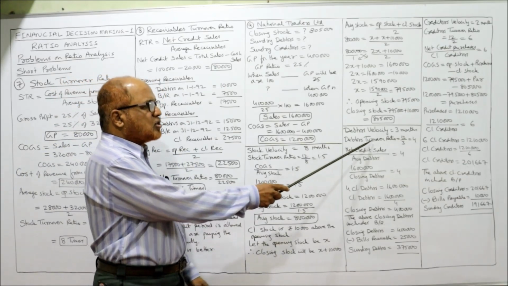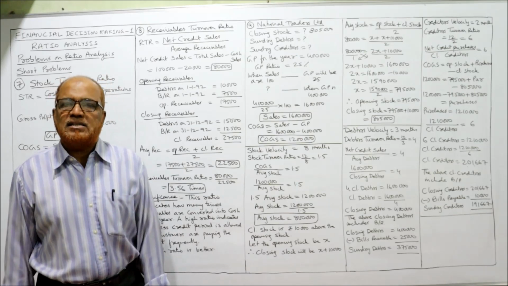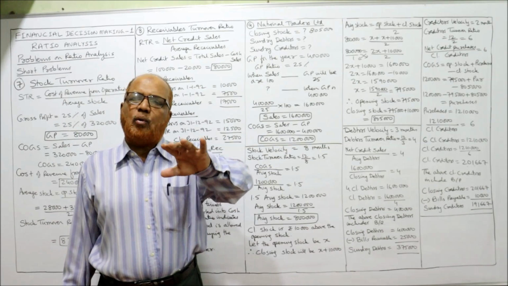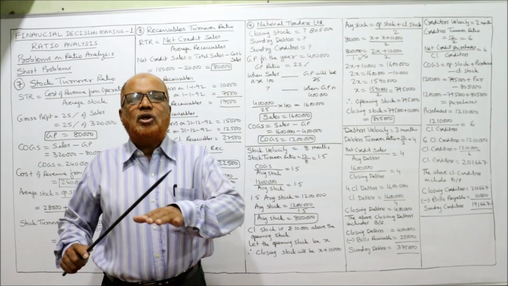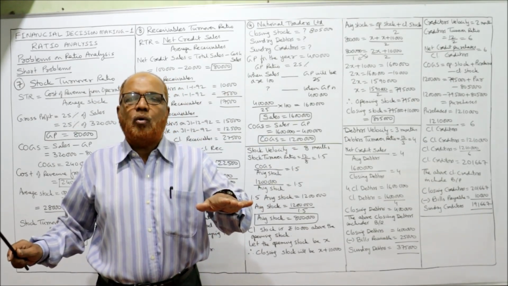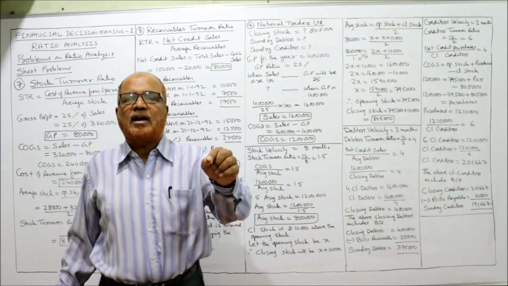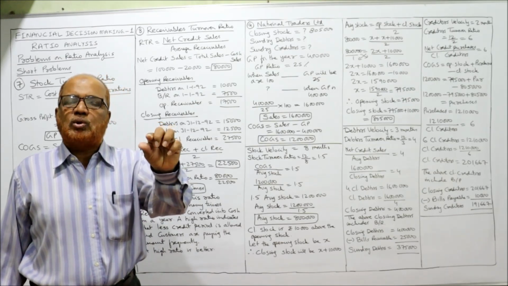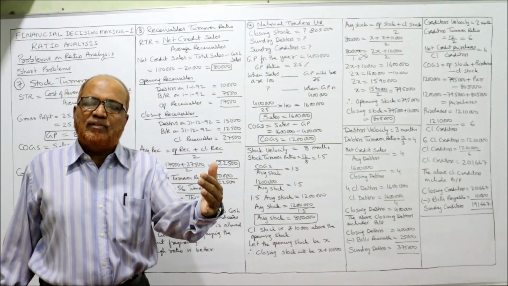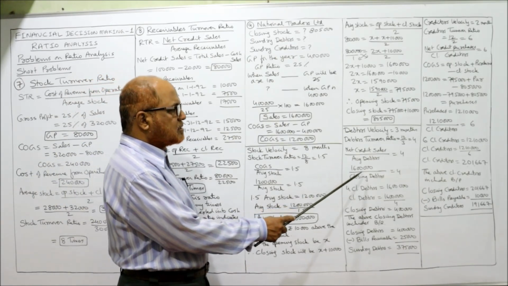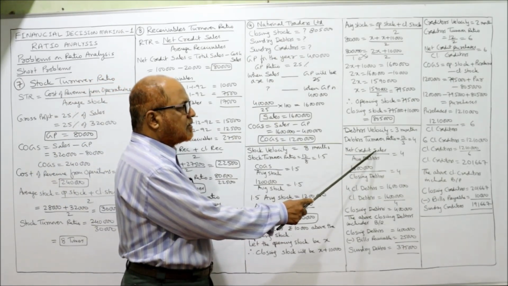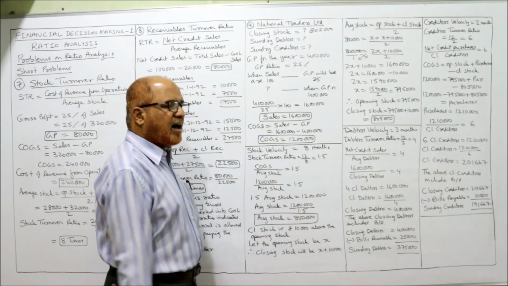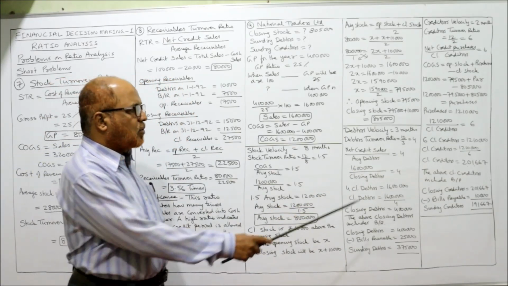So debtors turnover ratio, what is the formula? Net credit sales divided by average debtors. But average debtors we can calculate only when opening debtors are given. In the problem, no mention is there regarding opening debtors. So denominator we can take closing debtors. The original formula, average debtors we should take in denominator. But due to lack of information, we can take closing debtors. So net credit sales, already we have calculated 16 lakh. And in place of average debtors, I am writing closing debtors is equal to 4.